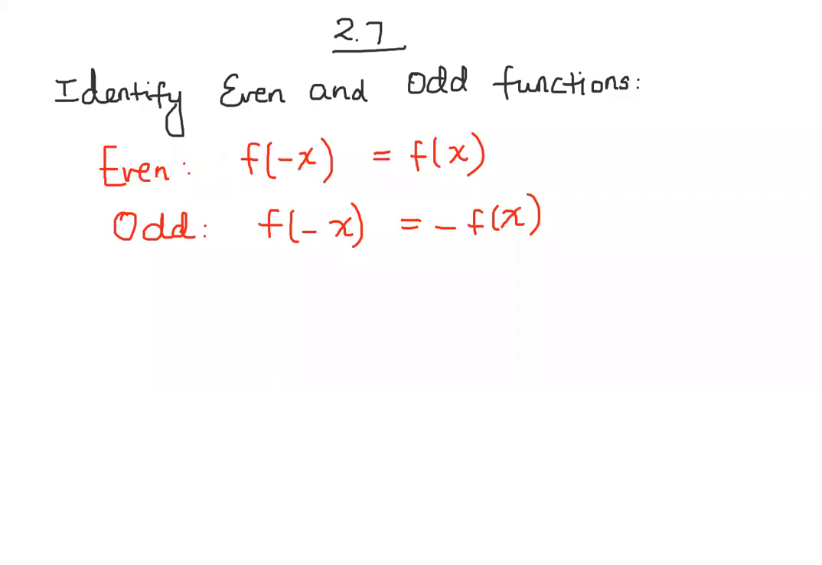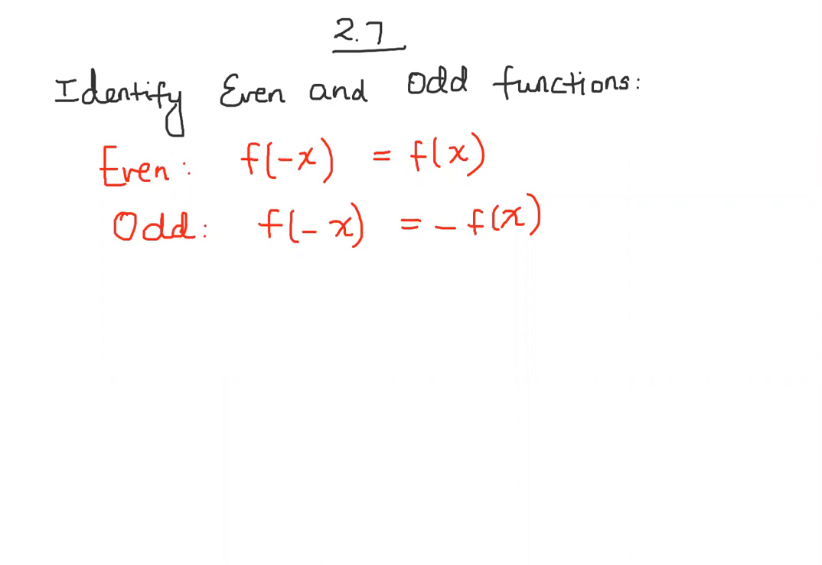So today I'm covering section 2.7. We have the first objective we have to omit. The second one is identify even and odd functions. And then we are going to graph piecewise defined functions. And then investigate increasing, decreasing, and constant behavior of functions.